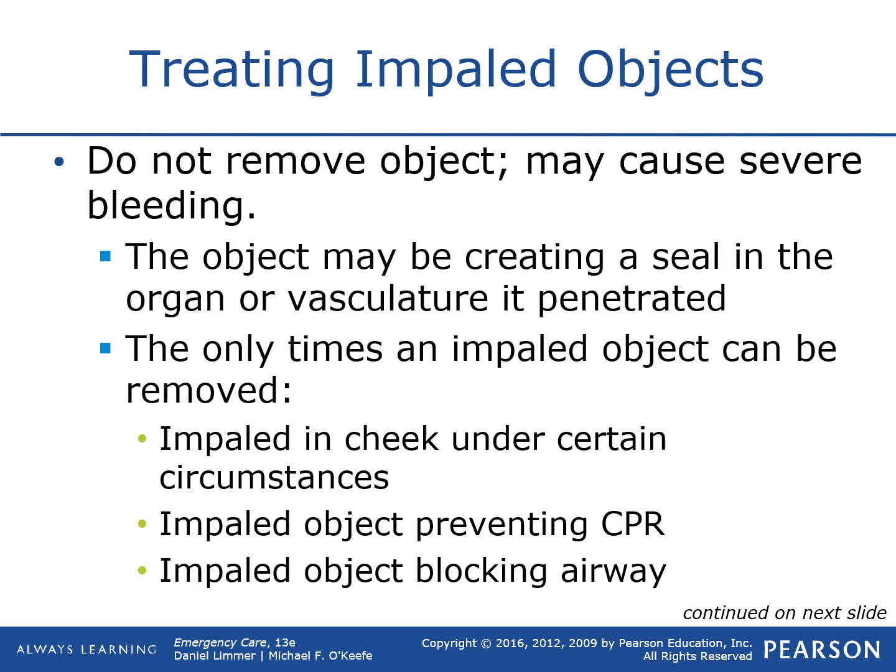The other 2 times we can remove impaled objects is if they are in cardiac arrest and the object is preventing effective CPR. So if they got impaled through the chest and you can't do chest compressions because of the impaled object, then you can go ahead and remove it. And then the next one is if you have an impaled object that is causing some sort of airway obstruction. If it's causing airway obstruction, they're going to die from the airway obstruction anyway. So get it out of the airway and then try to manage the patient.